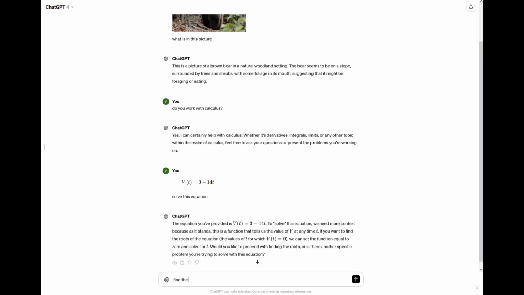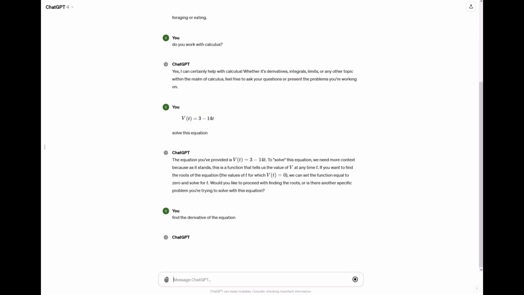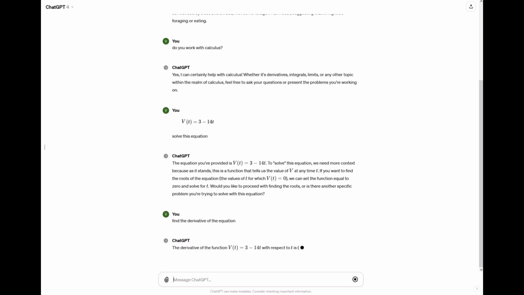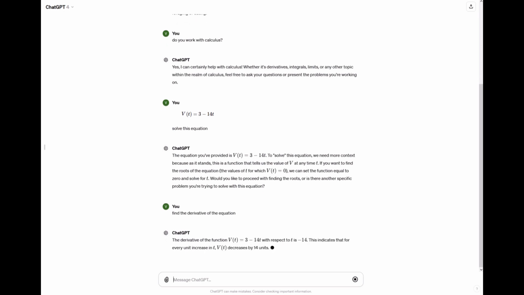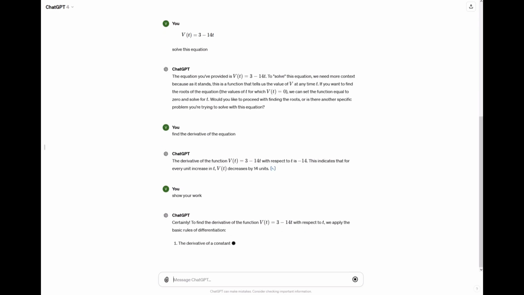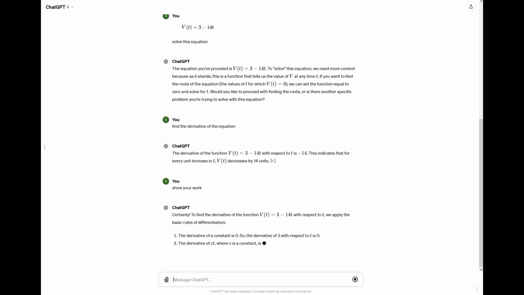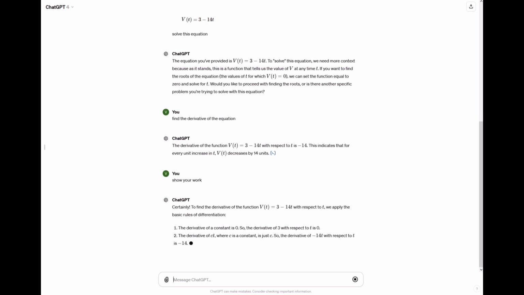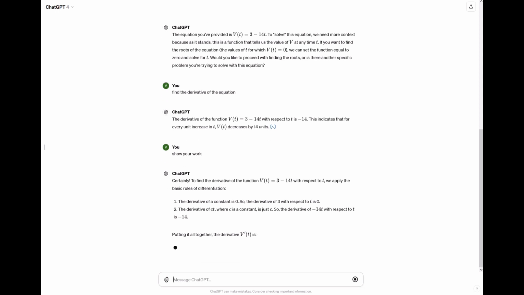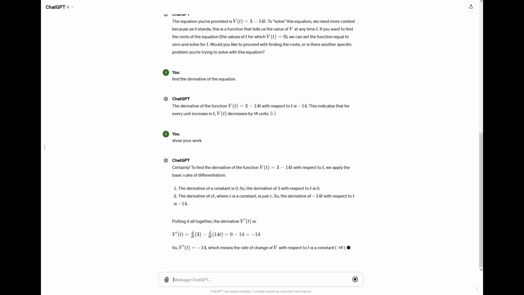What is the derivative of the function at time t? Let's see how ChatGPT handles this. Perfect. The answer is correct. The rate of change of v with respect to t is constant at 14. This means that for every unit increase in t, v decreases by 14 units.